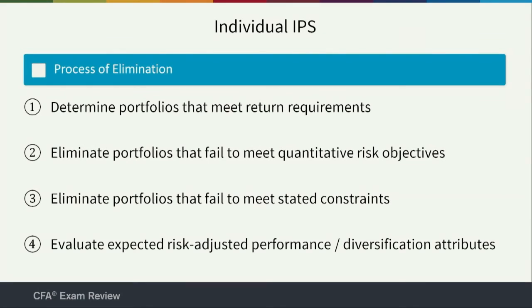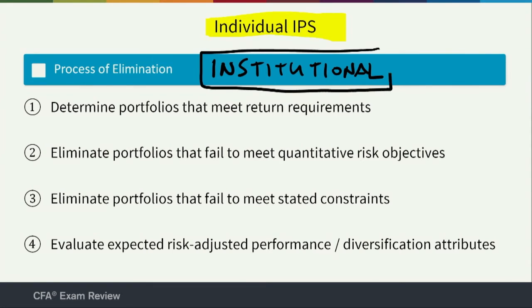Now, the process of elimination, as it relates to figuring out which portfolio is going to be suitable for our client, not only works for individual investors, but it also works for every single institutional investor as well. When it was last tested on the exam, it was worth about 10 points, I recall, and it was also applied to an institutional investor. So make sure that you're aware that it applies to both investor types.